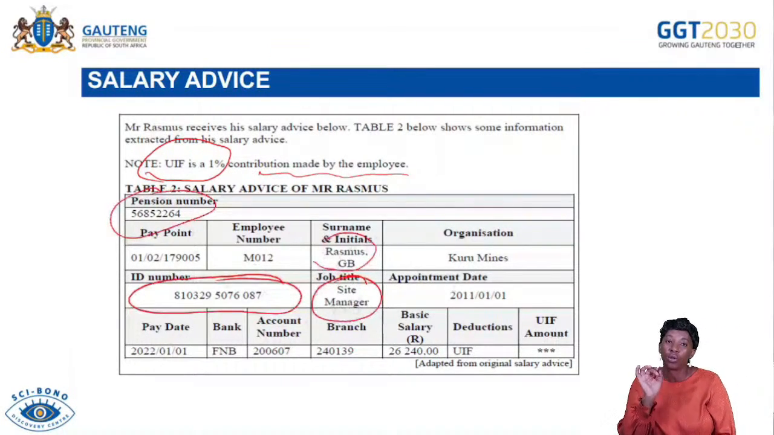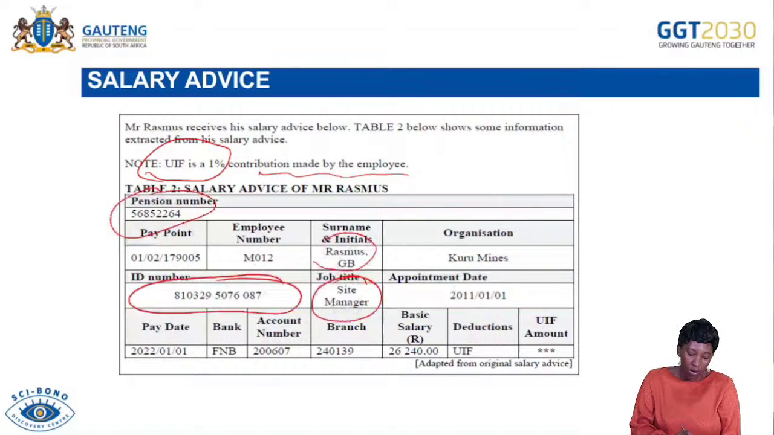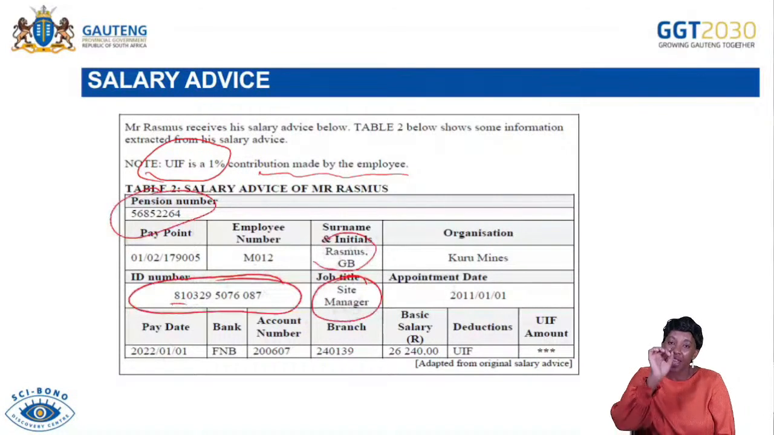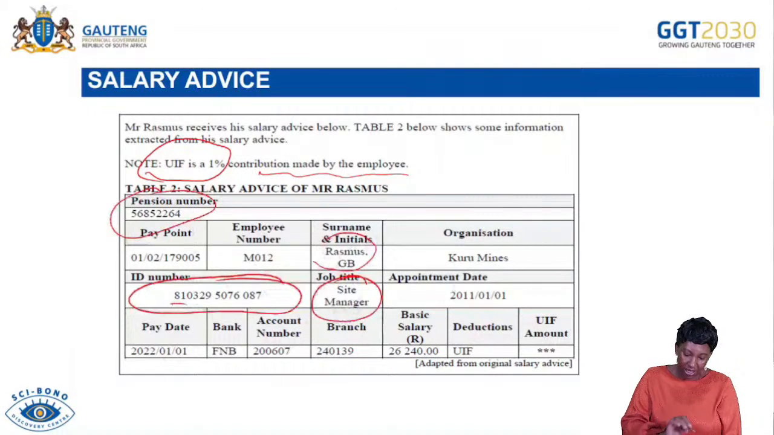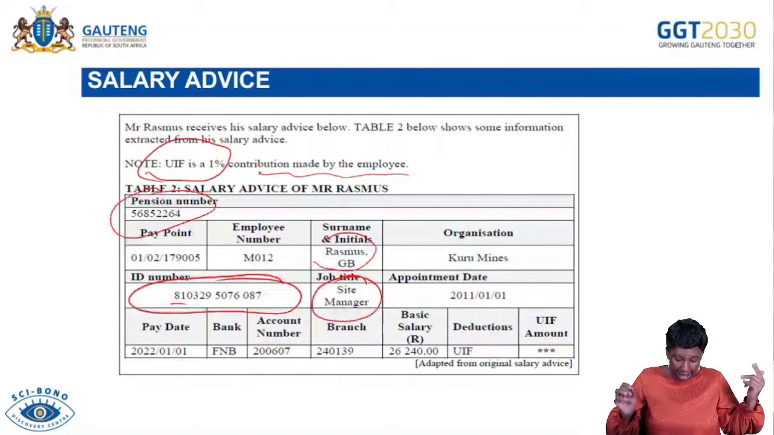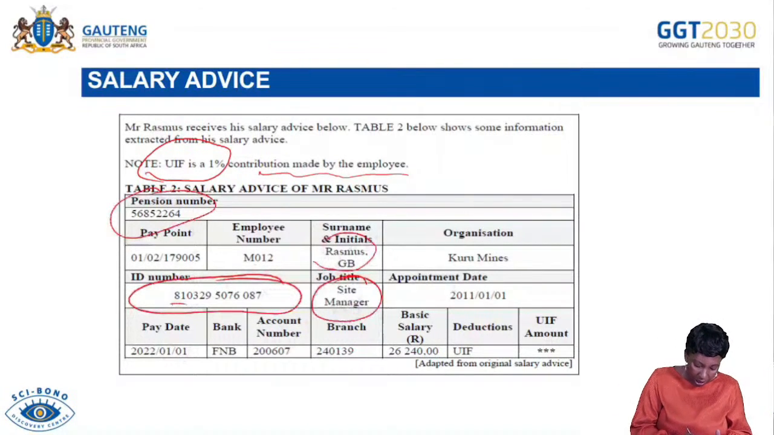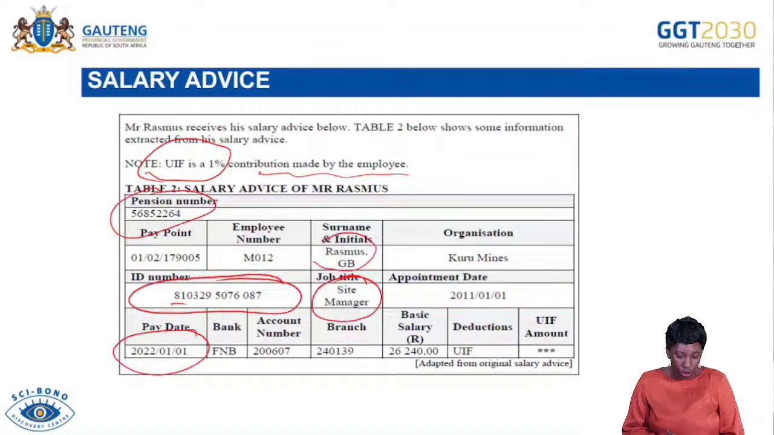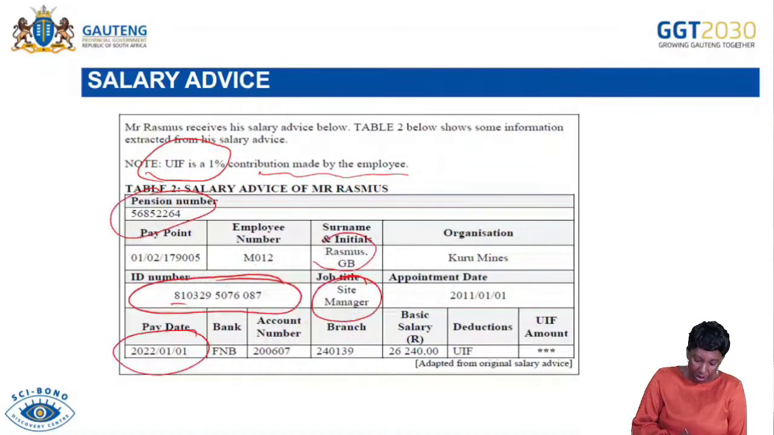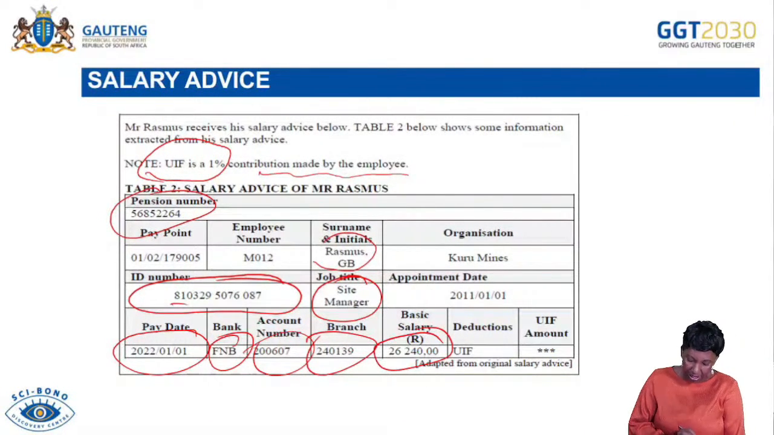And remember, when we do the taxation, the income tax table, we can be given the ID number, then we work out the age of that person based on the ID number, if the age is not given. If the age is given, it's fine. If it's not given, you go to the ID number. And again, they will tell you this salary advice is for this period. As you can see, it says 1 January 2022. And then which bank are they using? FNB, the account number, the branch code, and then the basic salary.